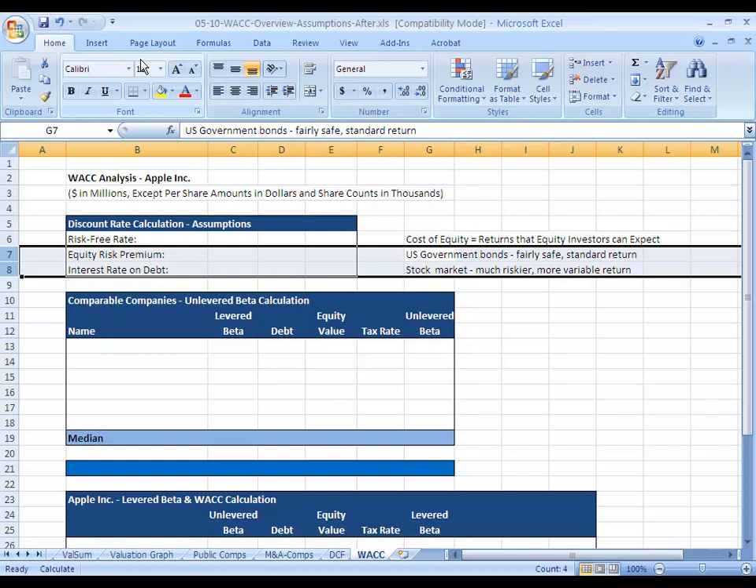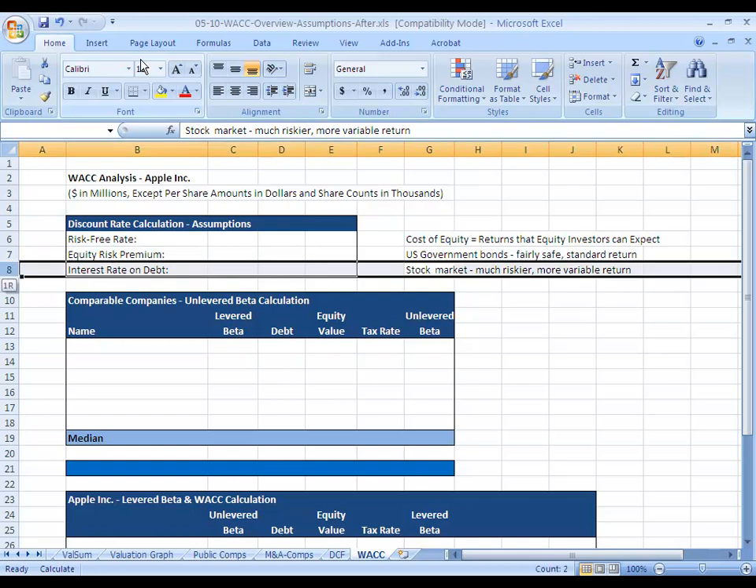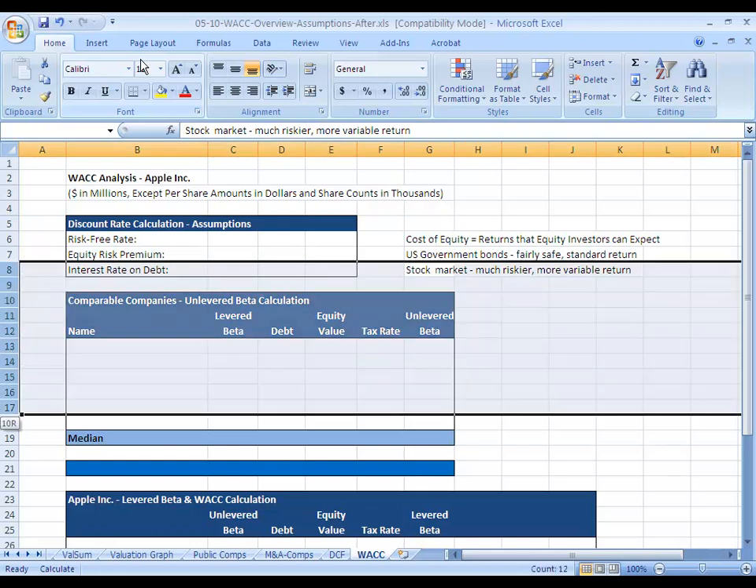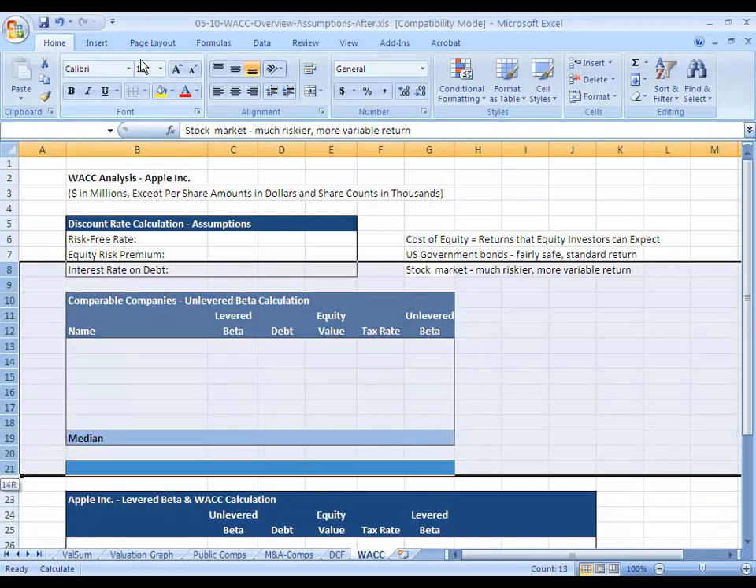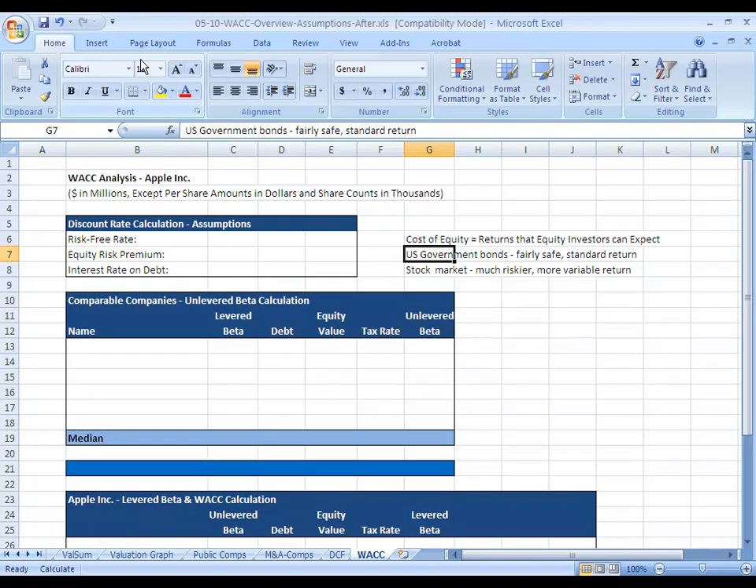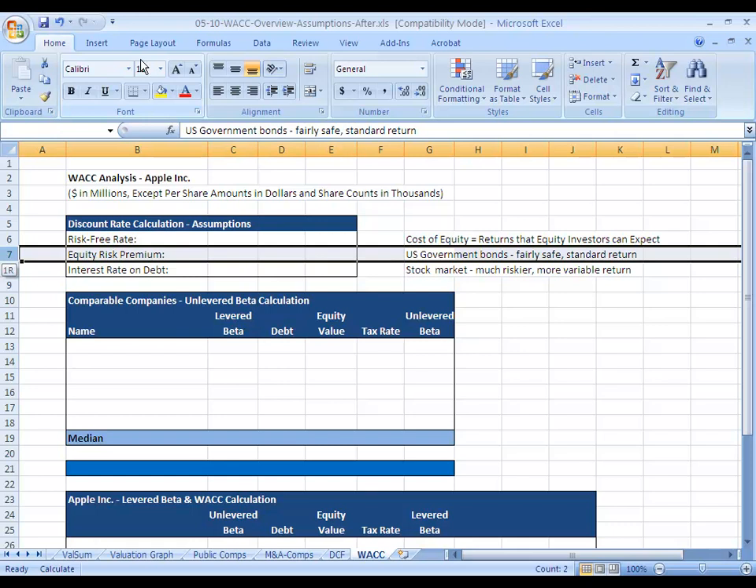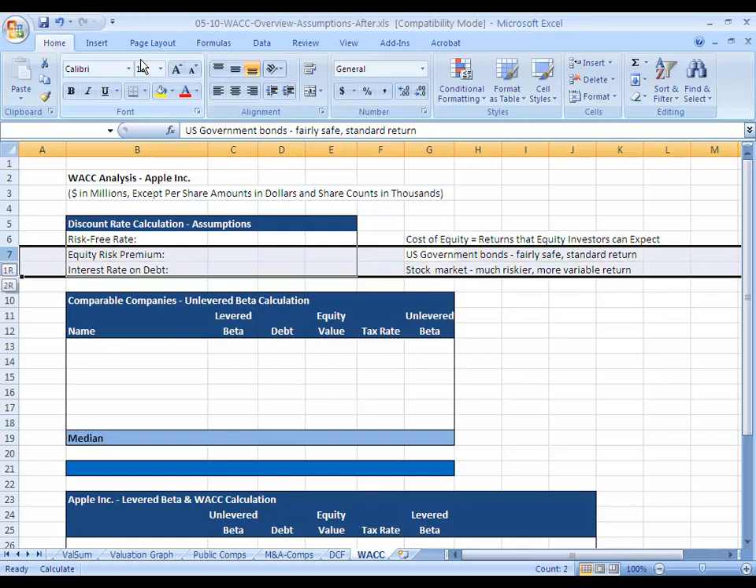Once we have that, then we're going to adjust this expected stock market return for some of the specific company factors that are unique to Apple and to its comparable companies. But that's the basic approach. We want to look at how much they would get in a safe investment like US government bonds, treasuries, and then add on to it the additional return that they could expect by investing in equities in the stock market.